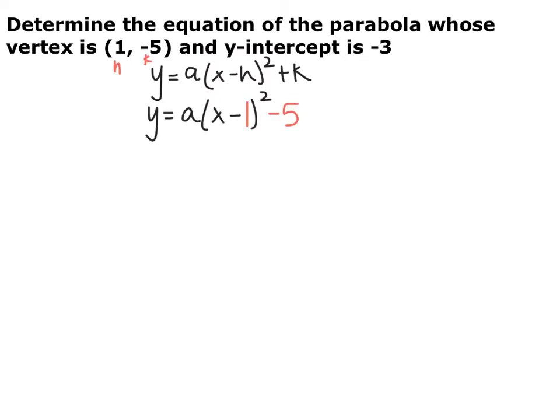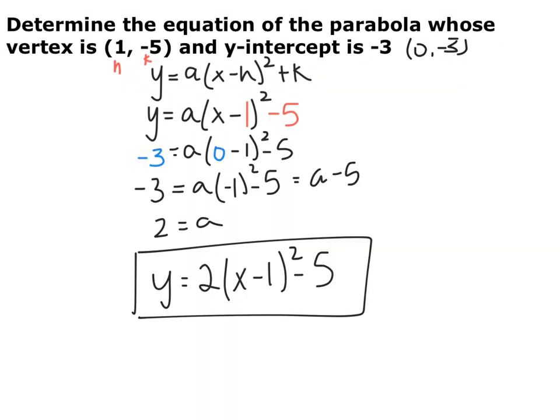We know the vertex, so I filled that in. h is 1 and k is negative 5. We still don't know a though, so we can use this negative 3. We're given a point (0, negative 3), and we can plug that in and find a. So go ahead and pause the video, plug in 0 and negative 3 for x and y, find your a value, and write out your entire equation of the parabola.